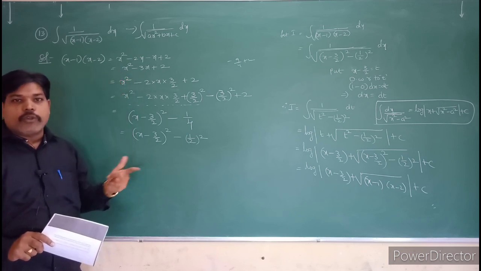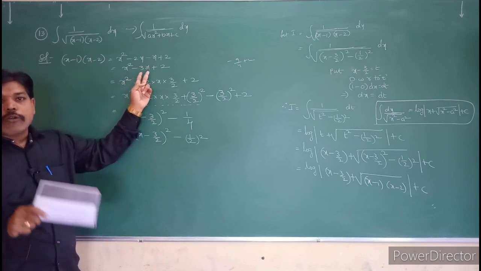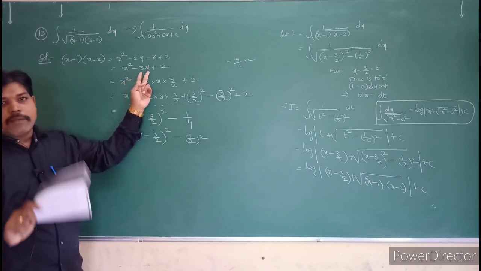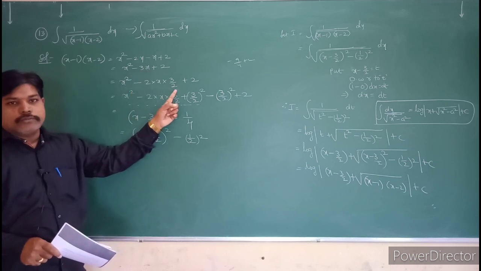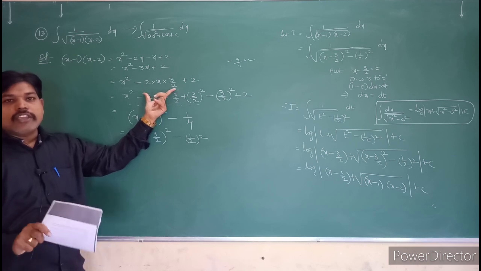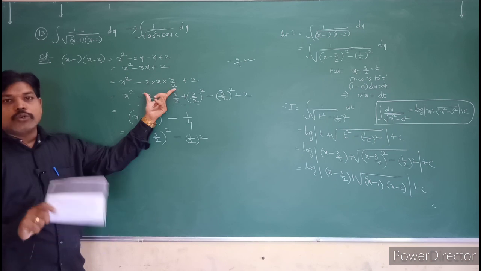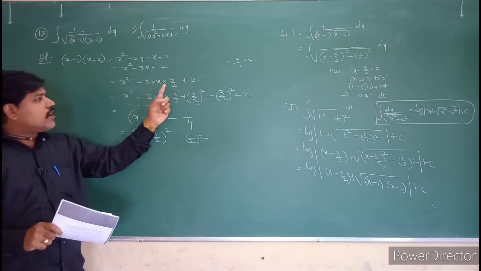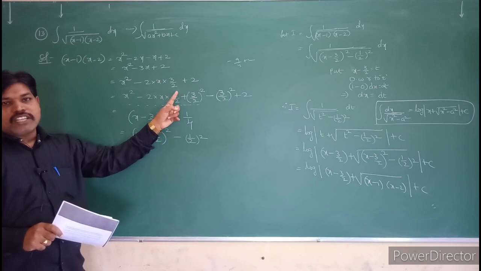The next step you have to do: for the x term, you have to multiply and divide with 2. I multiplied and divided with 2. So automatically the second term, that is the x term, will become the 2ab form. So what is b? b is nothing but 3 by 2.